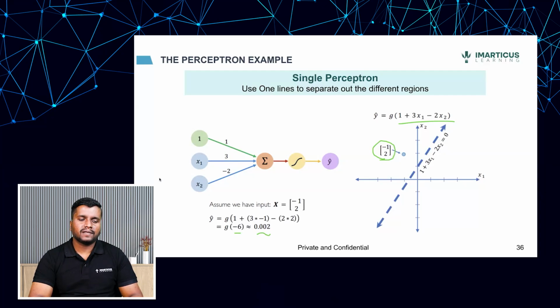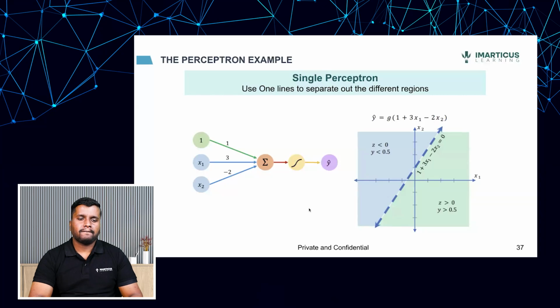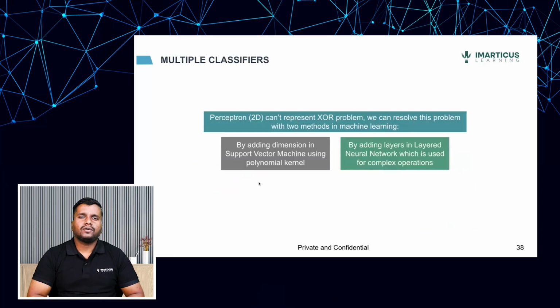So this is how the calculation actually happens in a single perceptron. And similarly here as well, if the z value is less than 0 and the y value is less than 0.5, this is going to be in the blue category, and if the z value is greater than 0 and the y value is also greater than 0.5, the data point will fall under the green category. So there are two categories, blue and green. This is how a single perceptron divides the data. It has simple logic: a function divides the data into two halves based on the line that we create. Now we'll talk about multiple classifiers.